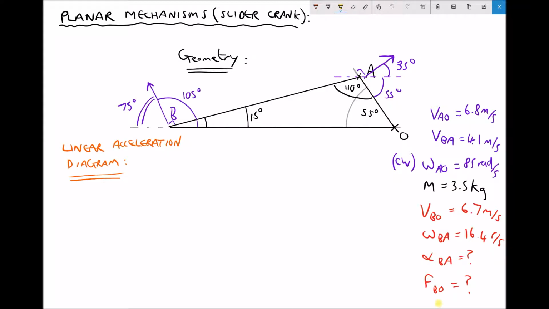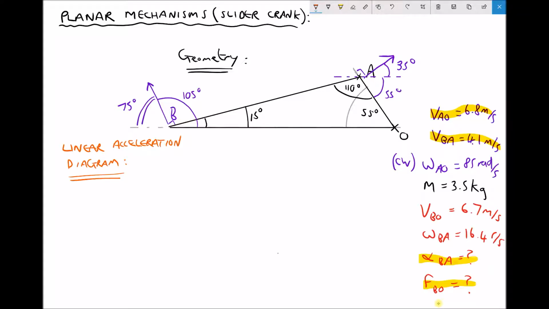So I've created some space and I've transferred some of our calculated data to the right-hand side. So we had the linear velocity of A relative to O was 6.8 metres per second, and the linear velocity of B relative to A was 4.1 metres per second. What we're looking to calculate now is the angular acceleration of B relative to A and the force required to move the slider. And both of those things are going to come from our linear acceleration diagram. But first of all, we need to construct an accurate scale diagram.